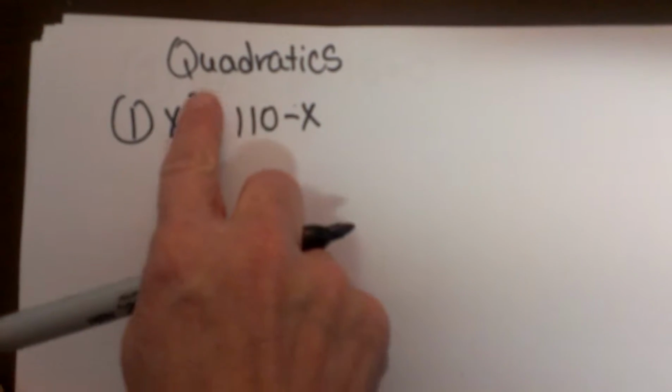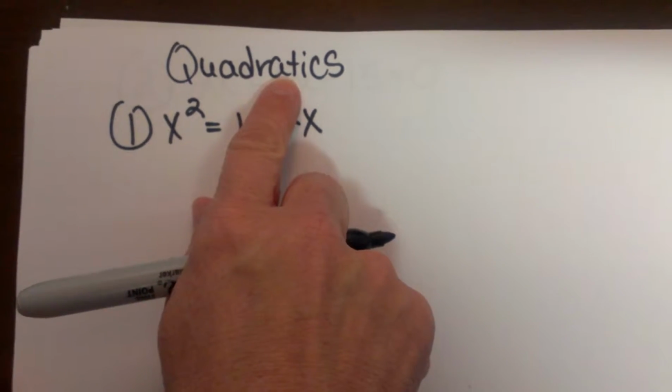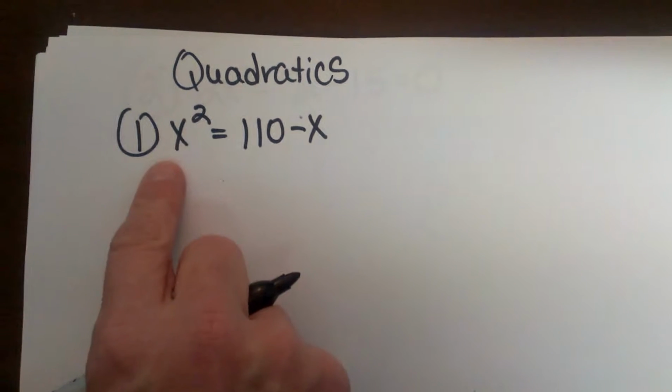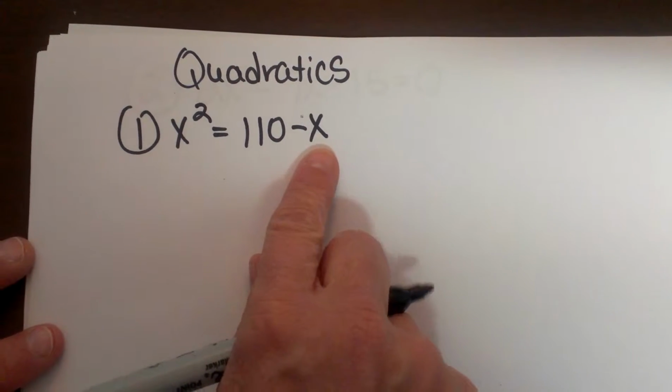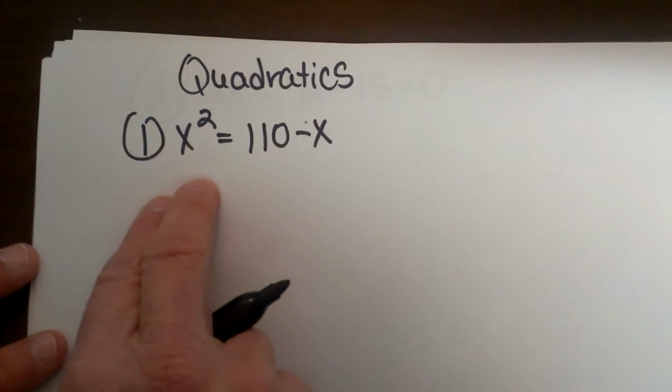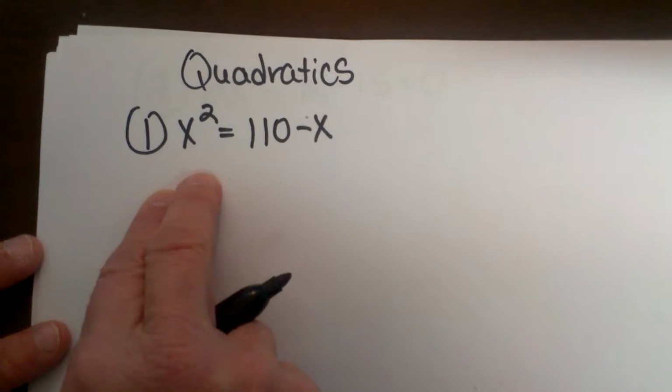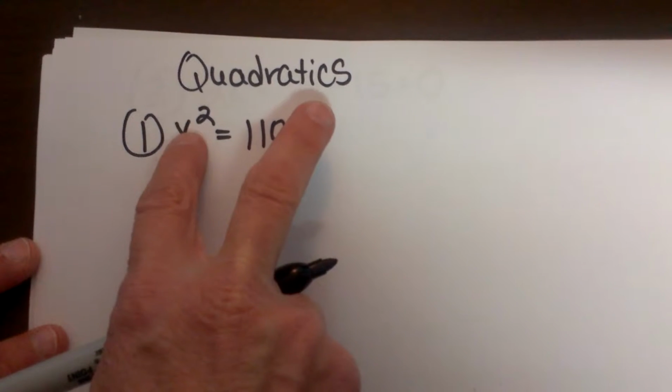Take a minute and learn how to solve equations in quadratic form, or solve quadratics. Okay, the first thing you need to do when you have a quadratic equation is get all your terms on the same side in descending order. And we say descending order meaning the exponents.